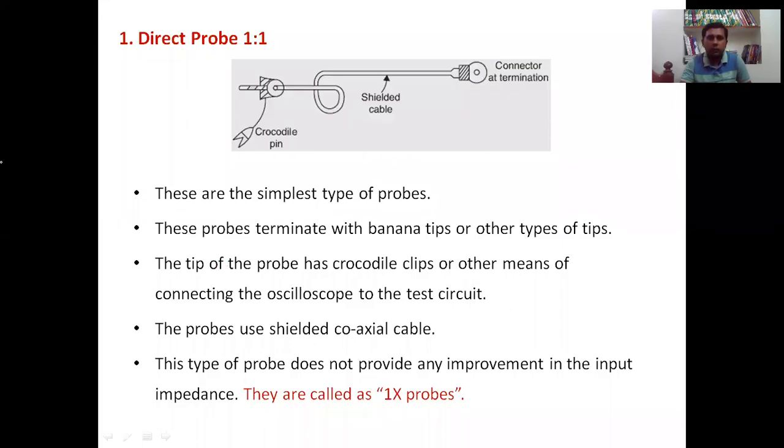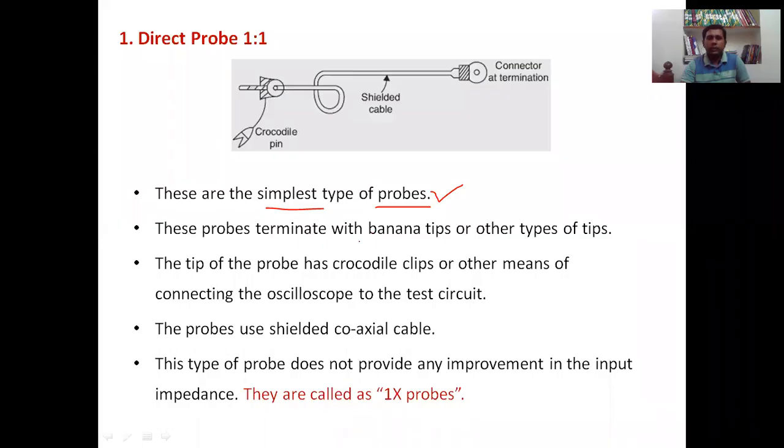First one, the direct probe. In this we'll see what the features of the direct probe are and what it means. While you are using this direct probe, what is happening in the circuit? Each and every point we will discuss point by point, so please listen carefully. These are the simplest types of probes, the basic probes.